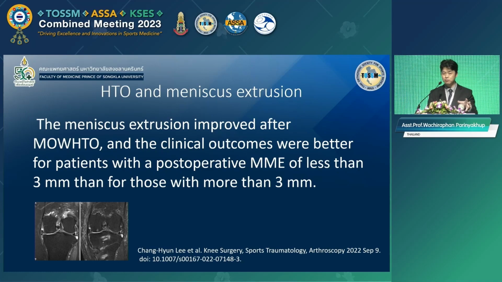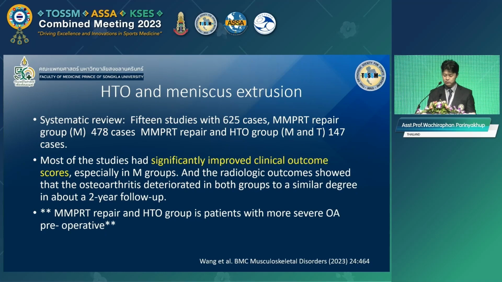But the clinical symptom is variable. Patients with post-operative medial meniscal extrusion less than 3 mm have a good clinical outcome, more than those with extrusion of more than 3 mm. And a systematic review of the last 625 cases shows significantly improved clinical outcome of HTO and medial root repair, but no difference between the groups.